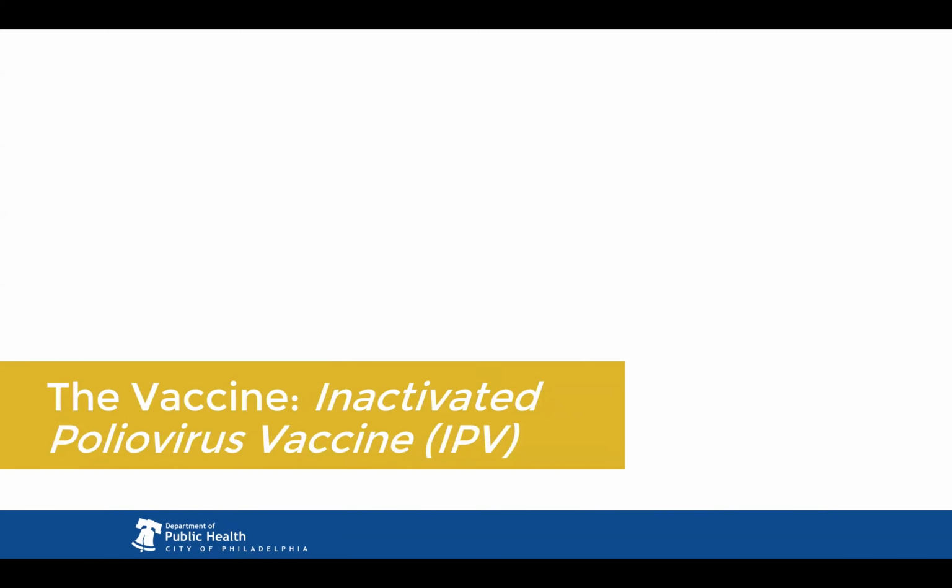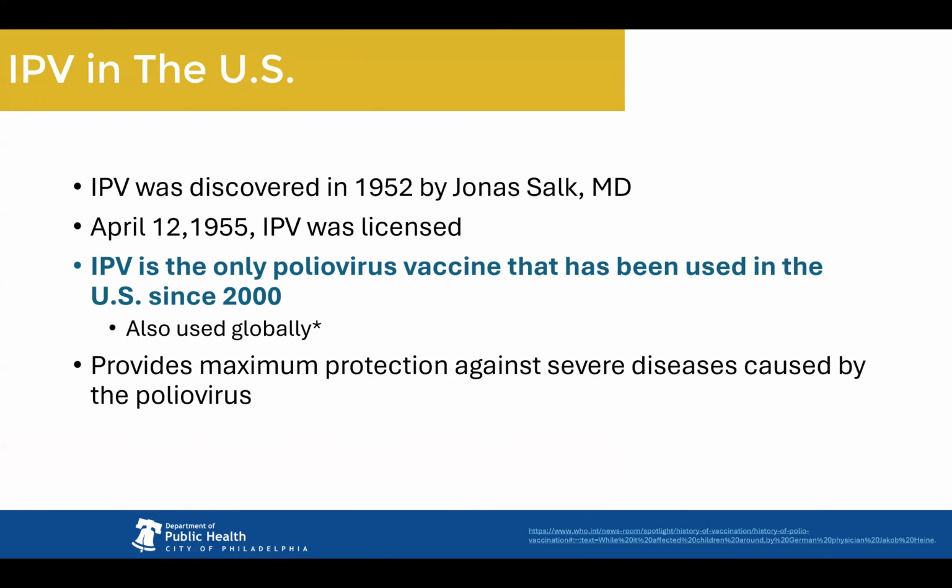The vaccine, inactivated poliovirus vaccine, also known as IPV. IPV in the U.S. IPV was discovered in 1952 by Jonas Salk, an American physician. April 12, 1955, IPV was licensed, and IPV is the only poliovirus vaccine that has been used in the U.S. since the year 2000. It is also used globally. IPV provides maximum protection against severe diseases caused by the poliovirus.